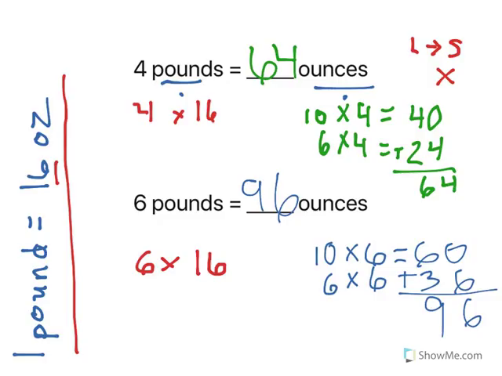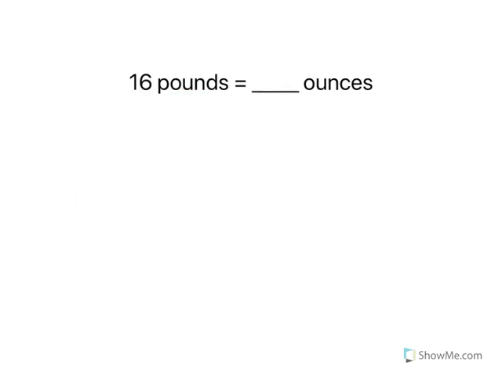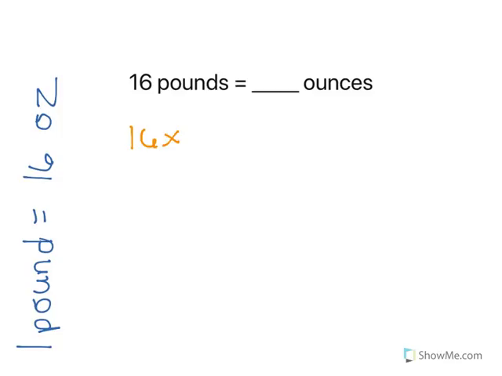Alright, we have one more problem. So we have 16 pounds equals how many ounces? Remember that we know that in 1 pound there are 16 ounces. So what this question is asking me to do is a little bit trickier. They're asking me to do 16 pounds, and to figure out how many ounces that is, I'm going to have to multiply by 16. So I would probably use an area model to solve this.